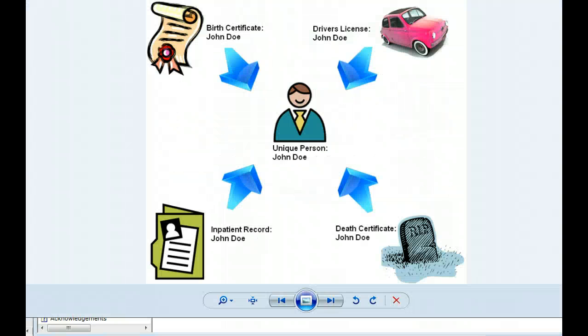To further understand pedigree quality, consider how pedigree data is determined. The Utah Population Database collects various records on individuals. In this example, a birth certificate, a driver's license, an inpatient record, and a death certificate have all been collected for one person named John Doe. The driver's license and the inpatient record contain no information on John Doe's relatives. However, John will appear as a parent or child on the birth certificate and as the decedent or mother or father of the decedent on the death certificate.